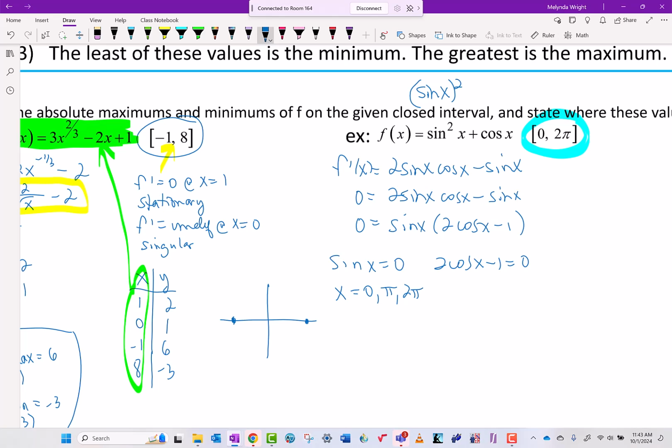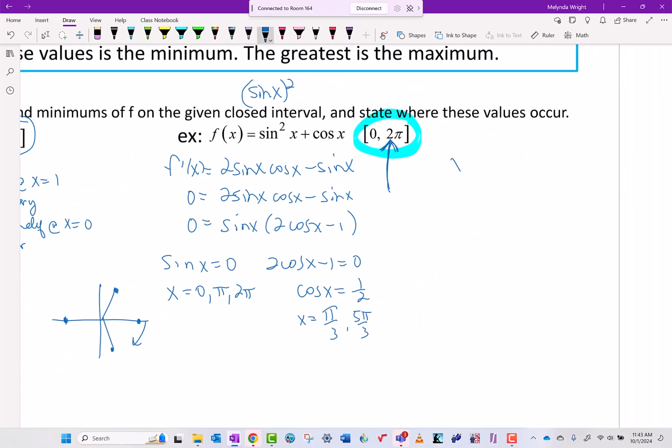Let me fix this. Move the 1 over. So where is cosine 1/2? Cosine is 1/2 right here and right here. That's pi over 3. And I know you really want to write the negative pi over 3, but you can't. Why? Because it's not in the interval. We only care about 0 to 2 pi. So it'd be pi over 3 and 5 pi over 3.